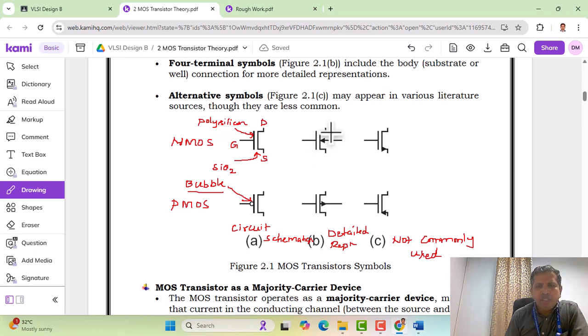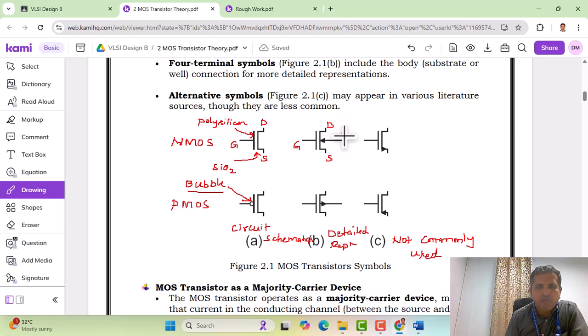Let's move on to the next version of the symbols. As mentioned, this is a 4-terminal transistor symbol, and this is a detailed representation of the NMOS transistor symbol. The arrow mark here shows that the electrons are moving beneath the silicon dioxide. This is an empty space, as we already mentioned; it is silicon dioxide, and this arrow mark shows that electrons are moving below the silicon dioxide interface. The rest remains the same as the original symbol: we have a gate, a source, and a drain, and the fourth one is the substrate or bulk terminal.